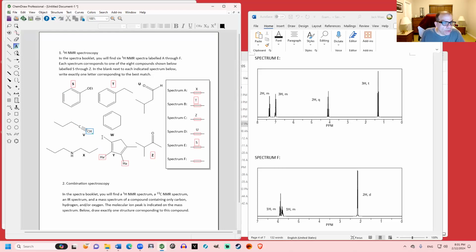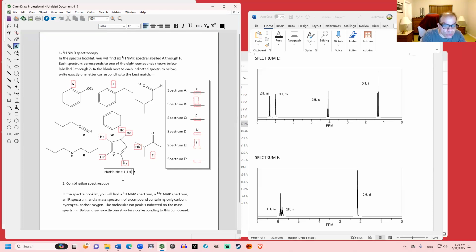Those 2 H's are equivalent. These 2 H's are equivalent. And these 2 H's are equivalent, the allylic hydrogens. So the ratio for A to B to C equals 1 to 1 to 1.